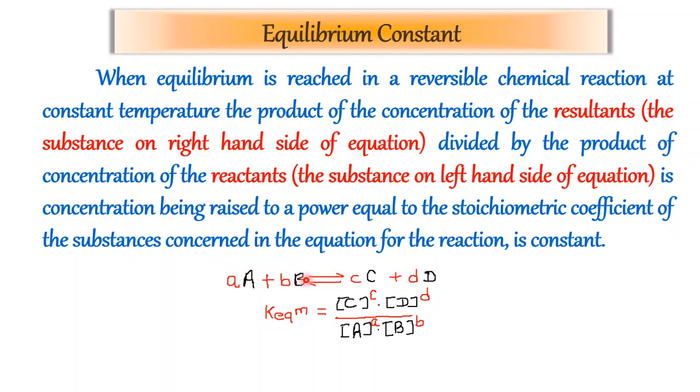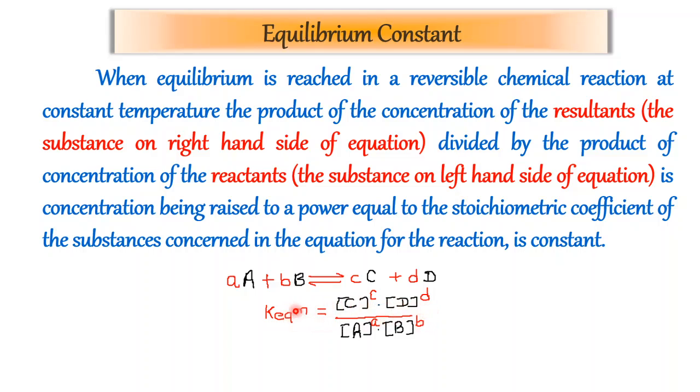Now for this reaction, if I have to write the equilibrium constant, I can say K equilibrium is equal to the concentration of C into the concentration of D. Here I have introduced one more term, raised to the power c, because it will always depend on the stoichiometric coefficients. So I will say concentration of C raised to the power c into concentration of D raised to the power d, divided by concentration of A raised to the power a, concentration of B raised to the power b.